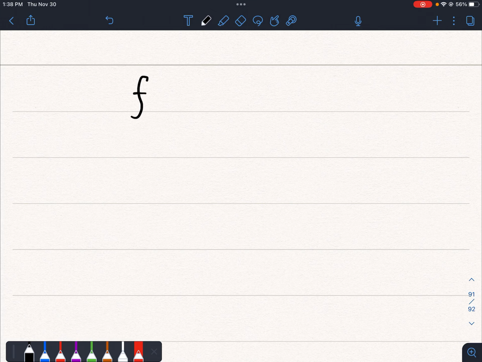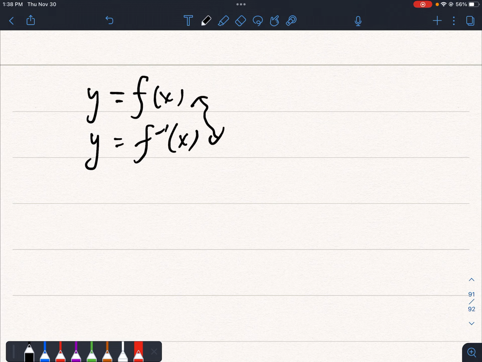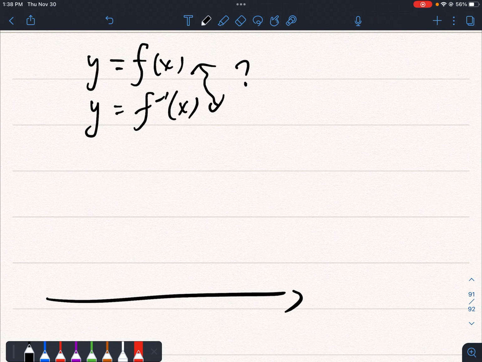And now let me say something geometrically. If you look at the graph, now let's assume that f is a function that is invertible. What about the graph of y equals f of x, and then the graph of y equals f inverse of x? What's the relationship between them? I mean geometrically.